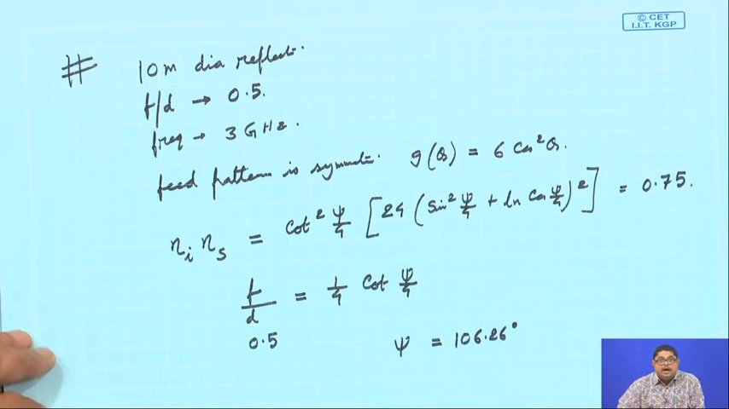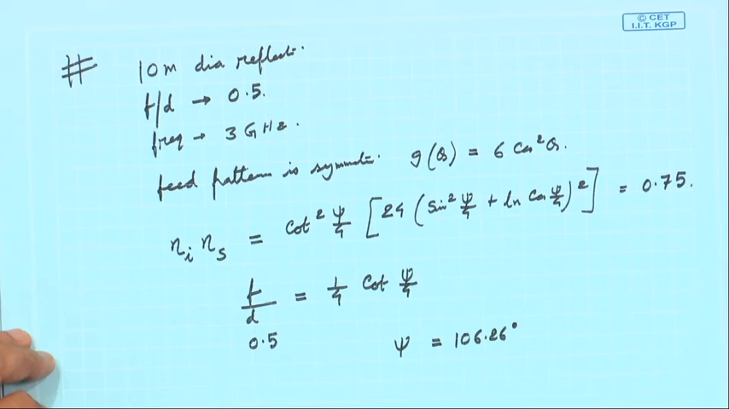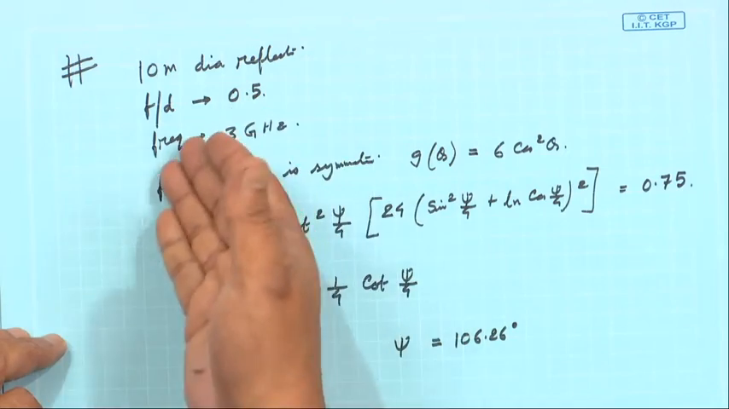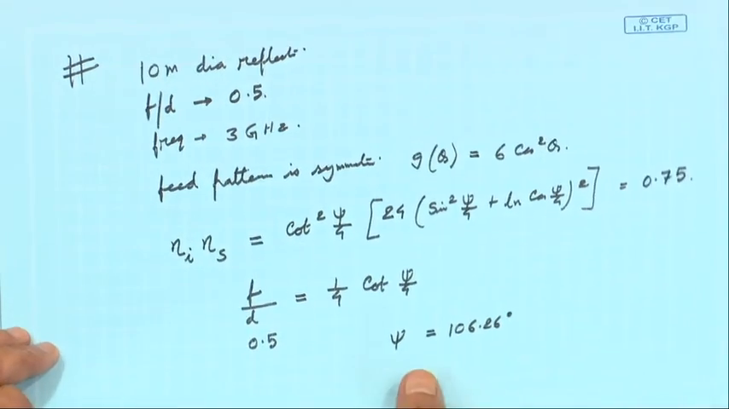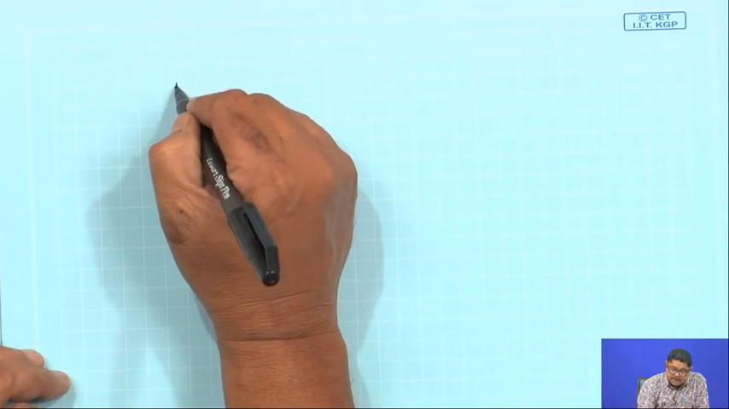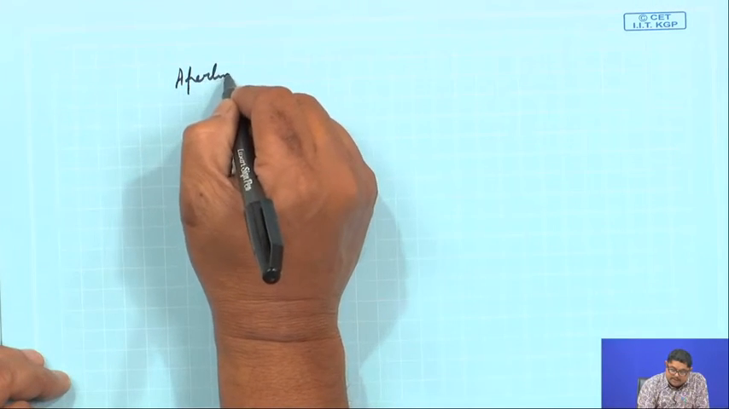Now, also, since A is given, the diameter of the reflector is given. So, immediately I know the diameter, and also the frequency is given. What will be the directivity? Directivity can be easily calculated, the aperture directivity.